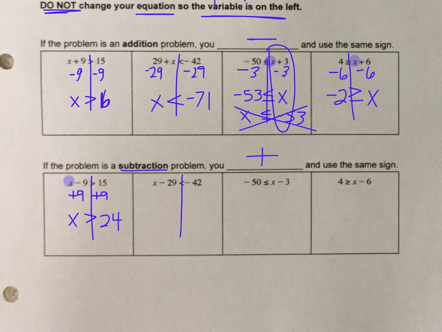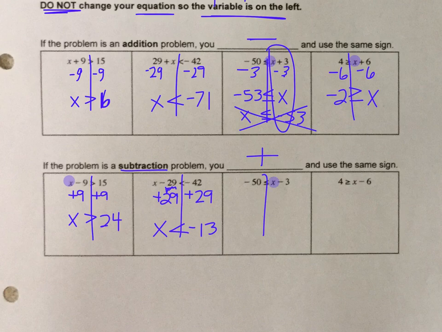Same thing here. I need to get this 29 by himself. So -29, the opposite is add 29. Plus 29. X is less than -13. -42 plus 29. Okay, this side, it's got the x on the wrong side, but that doesn't matter.